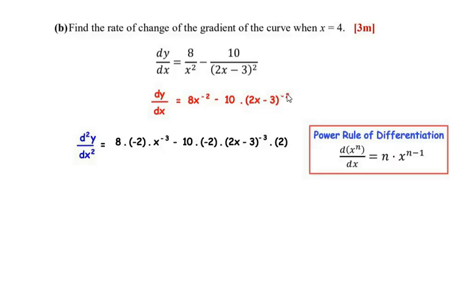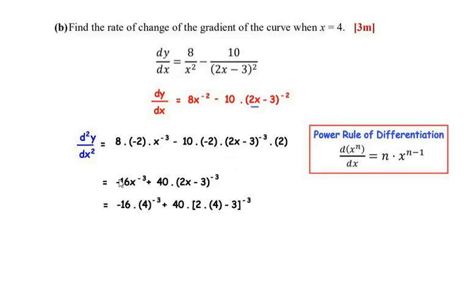So first of all, this power comes down and gets multiplied with 10, giving us 10 times -2. And the power of 2x minus 3 reduces by 1, giving us 2x minus 3 to the power of -3. Now we have to again differentiate 2x with respect to x, giving us 2. So this simplifies as 8 times negative 2 gives us negative 16, x to the power of negative 3. Now minus of minus gives us plus. So plus 10 times 2 is 20 and 20 times 2 is 40 times 2x minus 3 to the power of negative 3.